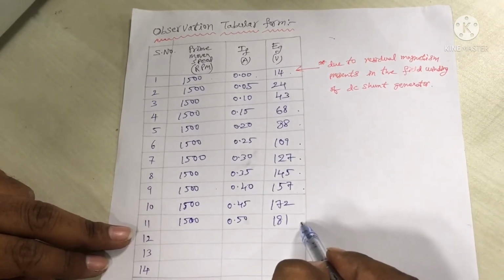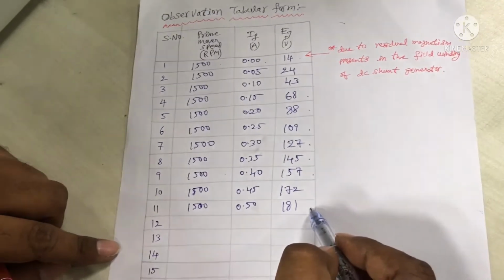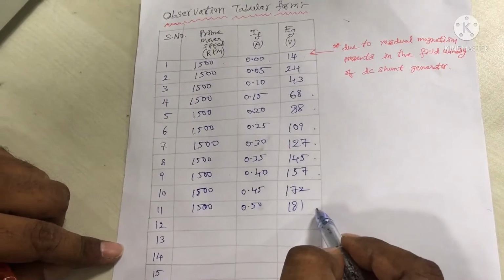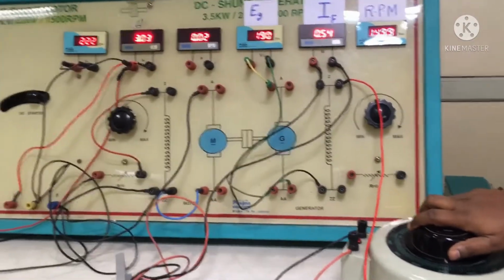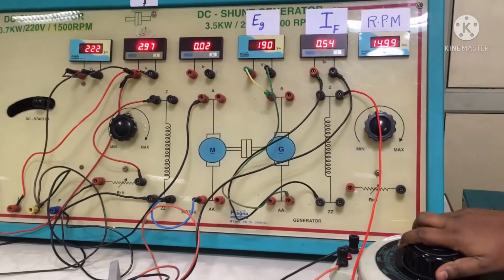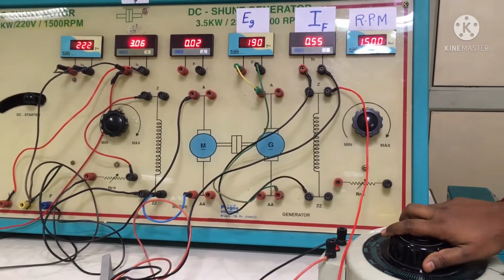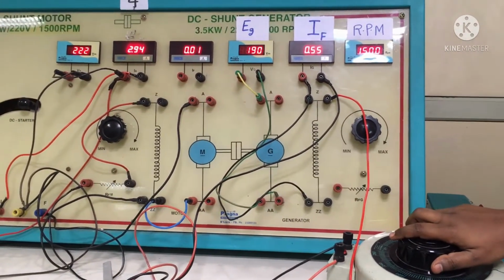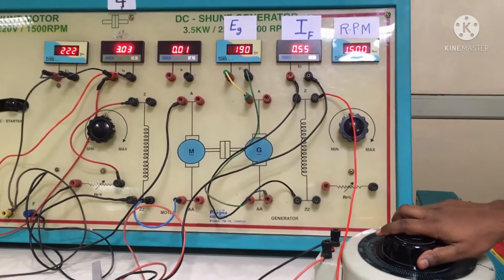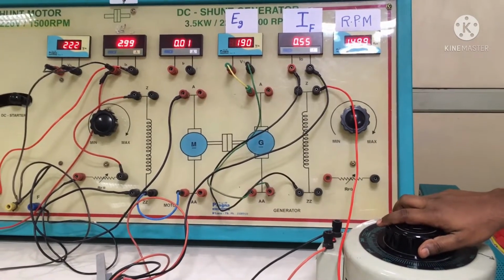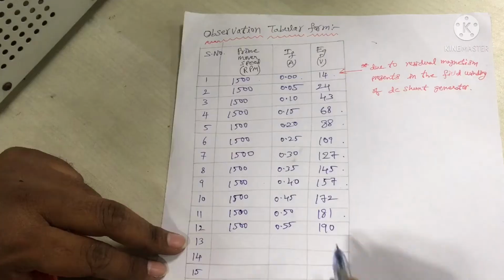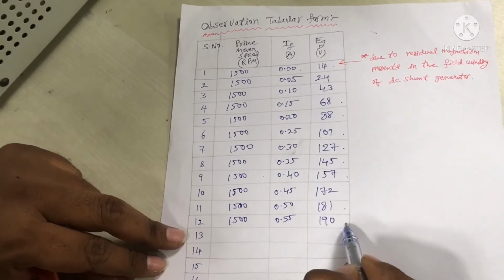Again, we are going to increase the field winding current of DC shunt generator. We have adjusted the field winding current to 0.55 amperes. For this field winding current, voltage across the armature winding terminals is 190 volts. Here we have noted down the values.